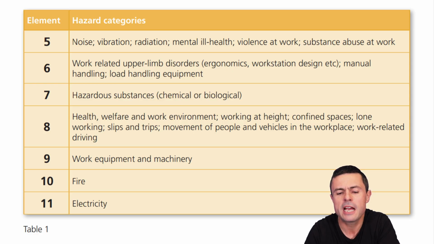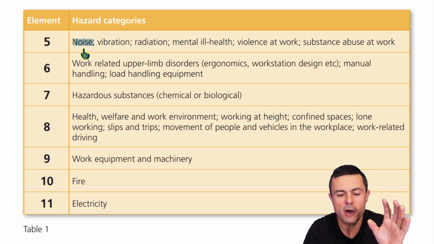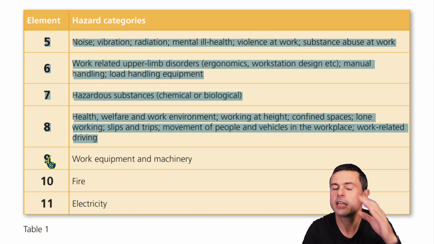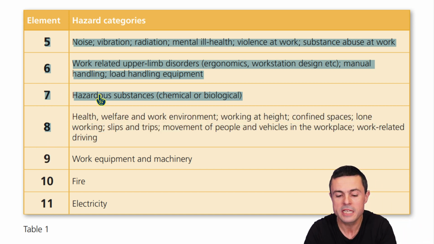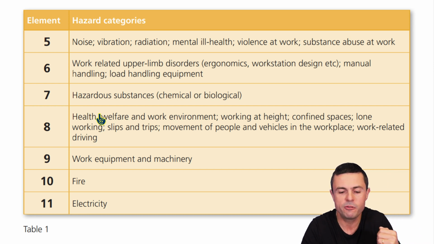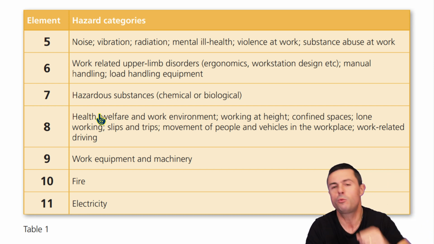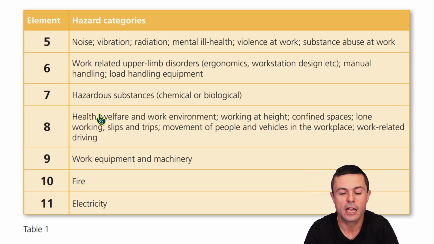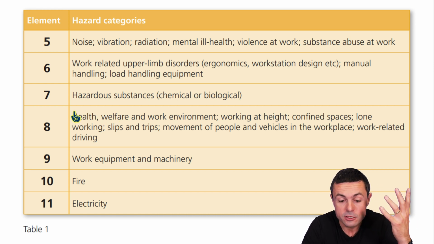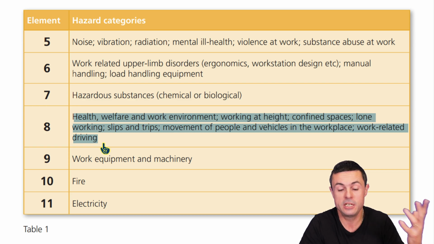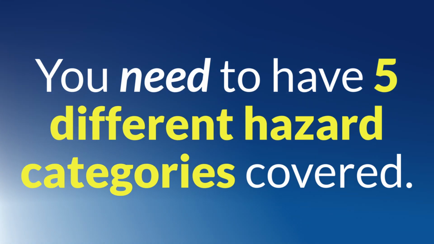And just before I move on from this, there's another misunderstanding here. Like 5 different hazard categories. It is not looking, to be clear, it's not looking for 5 different elements. It's not asking for that. The elements are not the hazard categories. It's not saying that you have to get, say, 1 from element 5, 1 from 6, 1 from 7, 1 from 8, 1 from that. It's not saying that. You could, in theory, use all of your hazards from element 8. Like, you need to have 5 different hazard categories covered.